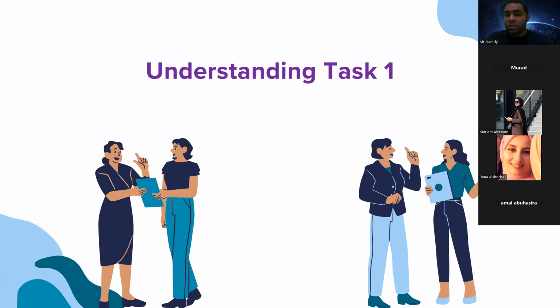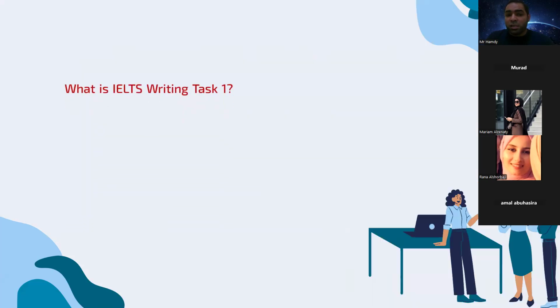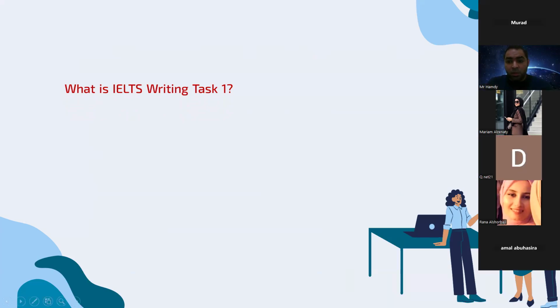So, understanding task one. What is IELTS writing task one? Can you remind me with the answer of task one? What does it mean? The task one is about analyzing a chart. Analyzing charts. Good job, Rana. Okay, another one. What does writing task one mean?